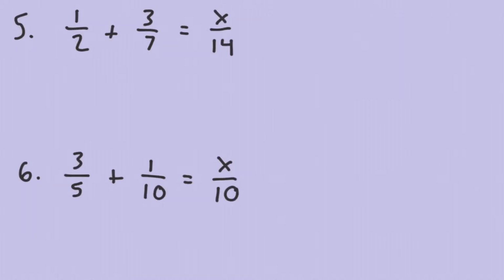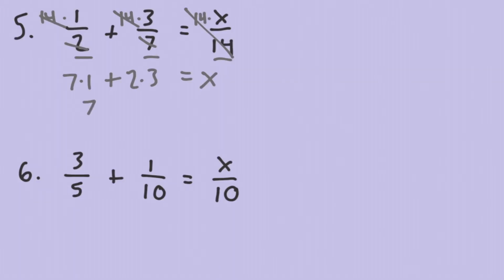Now moving on to problems a little bit harder. If you look at the 2, 7, and 14, they all go into 14. So if we multiply each numerator by 14, 14 divided by 2 is 7, and we still have the 1 up in the numerator. 14 divided by 7 is 2, still times 3, equals, those 14's cancel and we have x. So our goal is to get rid of the denominators, and then it makes it a way easier algebra problem. And then from there, 7 times 1 is 7, plus 2 times 3 is 6, so x equals 13.